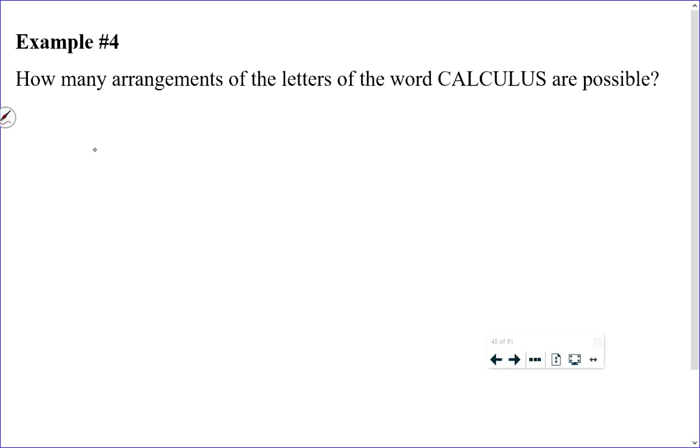So, example 4. How many arrangements of the letters of the word calculus are possible? Well, there's 8 letters. So you would say 8 factorial. Except of those 8 factorial, some are going to have this u here and this u here. And some of them will have those 2 u's switched, which is not different. Which is why we have this rule. You have to divide by, and I want to give you a piece of advice here.